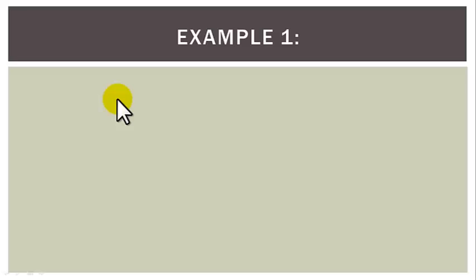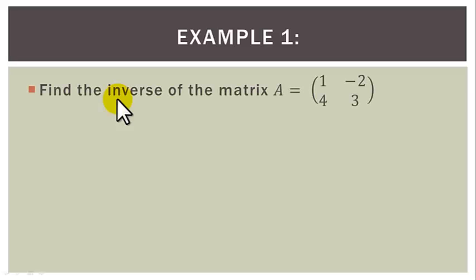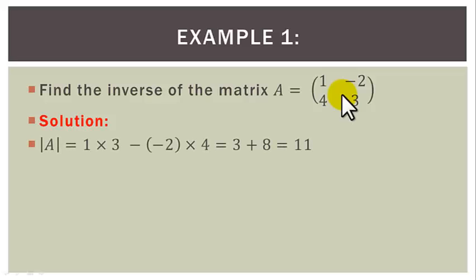Example 1. Let us find the inverse of this 2 by 2 matrix. Solution. First, we obtain the determinant of A. The determinant of A is 1 times 3 minus 2 times 4. And that will give us 3 plus 8, which is equal to 11. So therefore, the inverse of A is equal to 1 all over 11 times the adjoint of A.